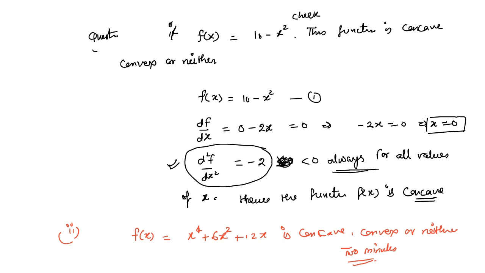Done? No need to calculate the value of x. Just obtain the second derivative. On the basis of the second derivative, you can tell whether the function is concave or convex. But we need the value of x also, and we have to check whether the values of x are positive or negative.